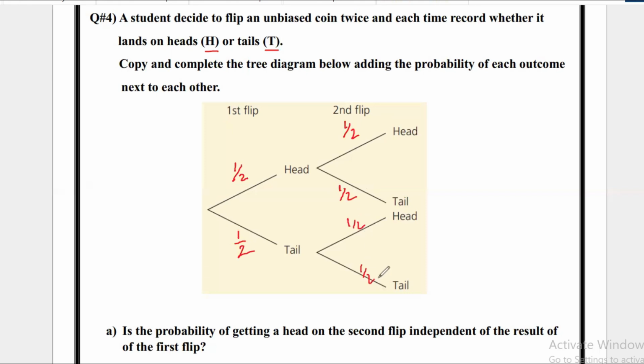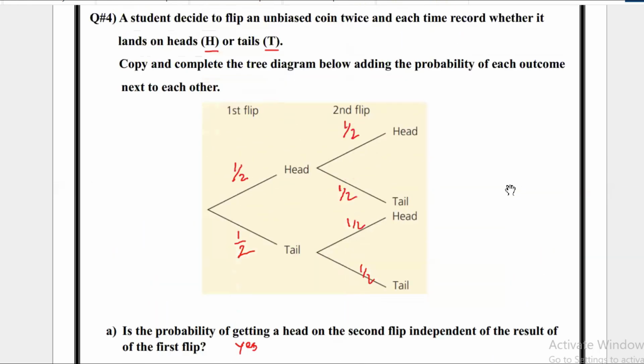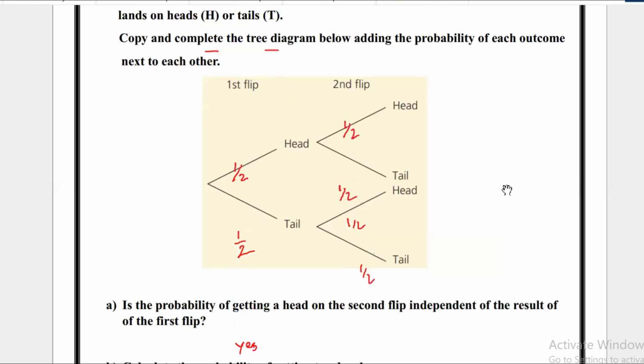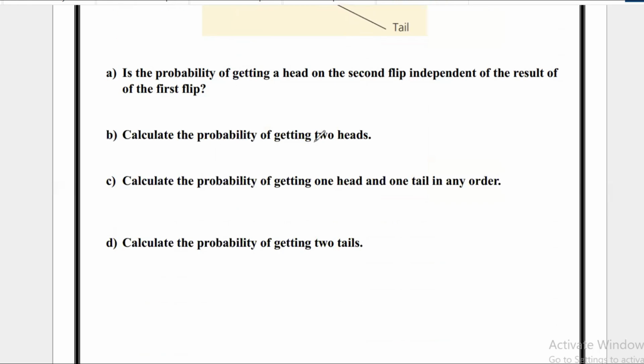So your first question related to this is: is the probability of getting a head on the second flip independent of the result of the first flip? Yes, it is independent and it will not affect. So this answer is yes. The next question is to calculate the probability of getting two heads. That means 1 over 2 multiplied by 1 over 2, which is 1 over 4. Then calculate the probability of getting one head and one tail.